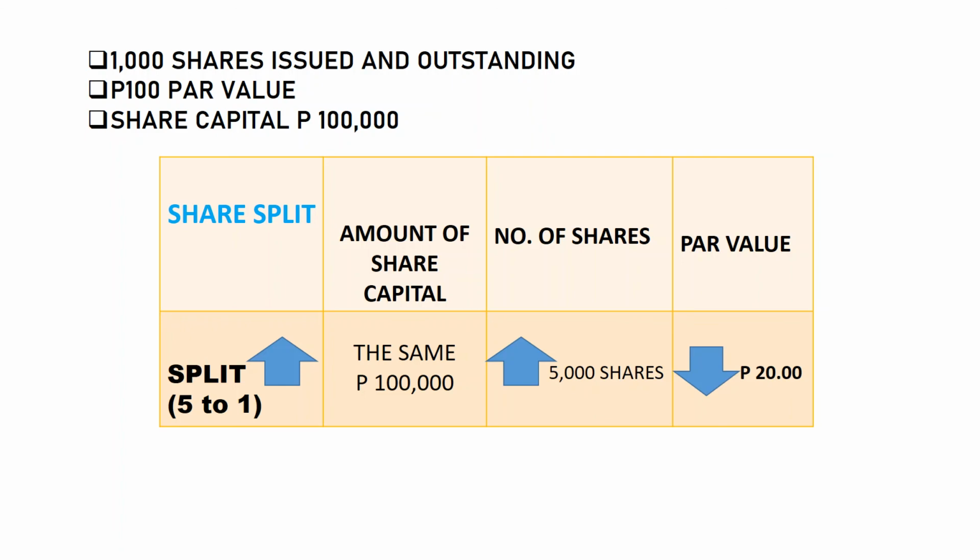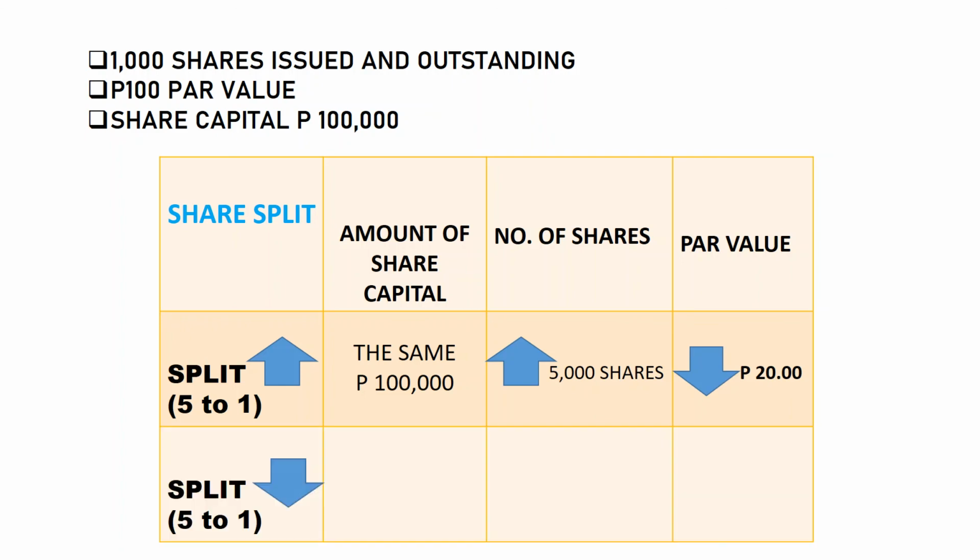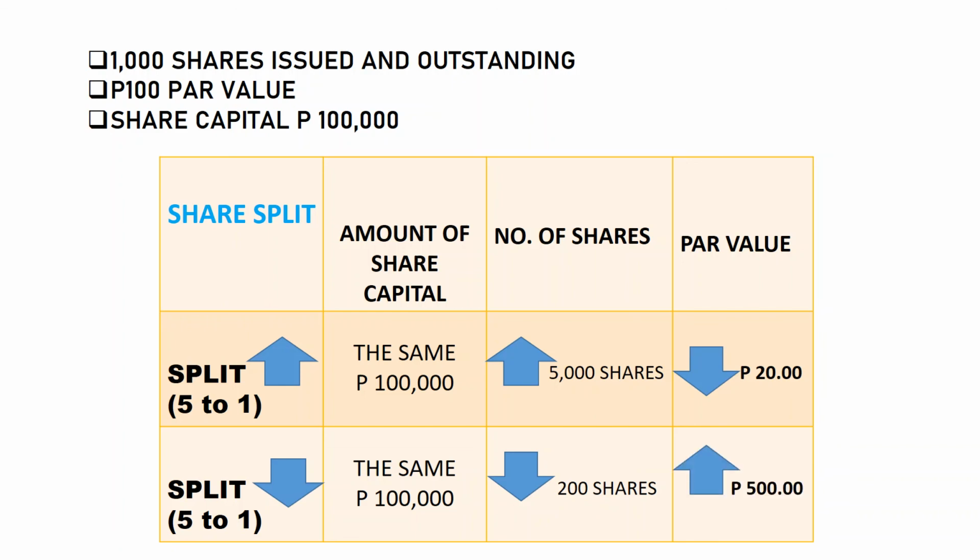For split down, 5 to 1. The amount of share capital is the same, 100,000. The number of shares happens to be lower, which is 200 shares. To compute, 1,000 shares divided by 5. And the par value of the shares increased to 500 pesos. Please bear in mind that split up is multiply, split down, divide.